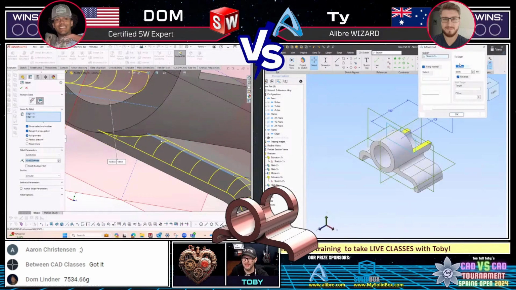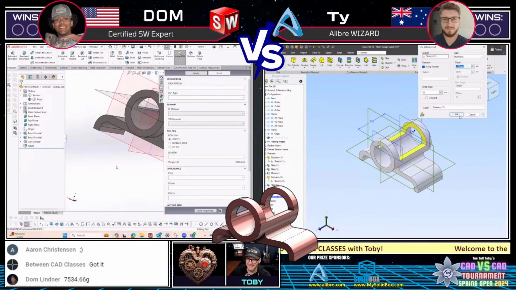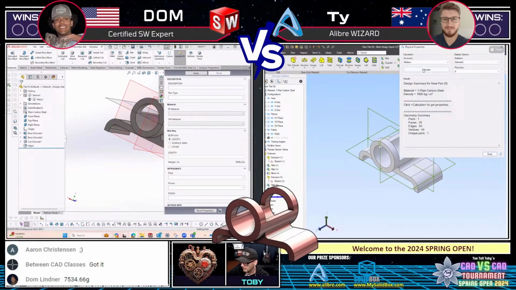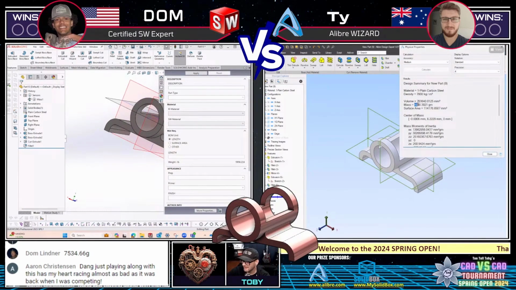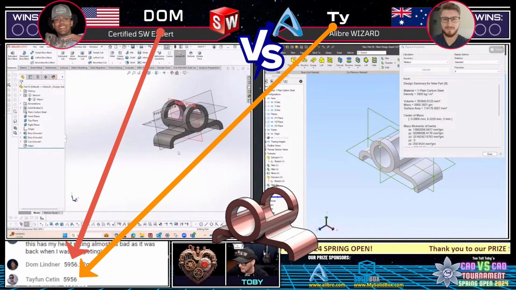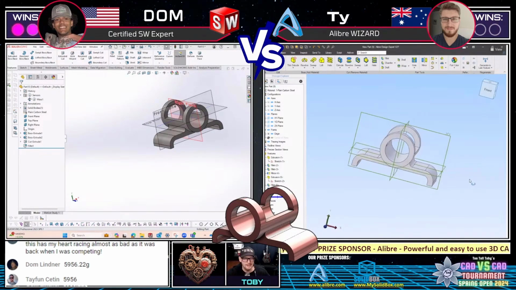Oh, and we see on the left there that Dom is over-filleting this thing. Filleting and getting a gajillion edges. Never fun when that occurs. Just playing along with this is heart racing. Dom has revised his answer to 5956 grams. And Ty coming in right behind him, 5956 grams. 5956 is the correct answer.